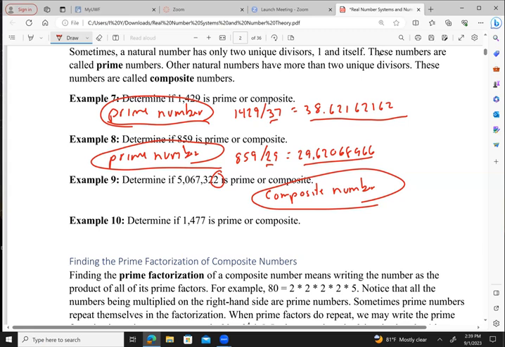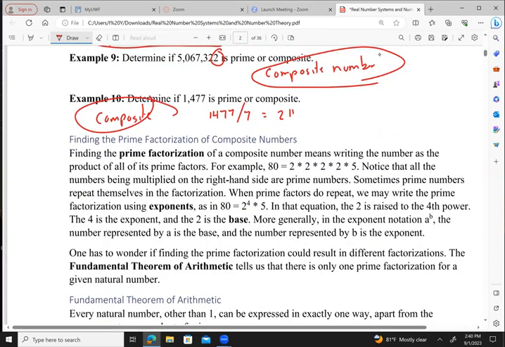Okay, let's look at our next one here. 1,477. I can see it already. 1477 divided by 7 is going to be 211. It's not divisible by 2. 5 plus 14 is 19, so not 3. So it's not 4, not 5. Won't be 6. So we take 7 and we get that. So we know it is a composite number.